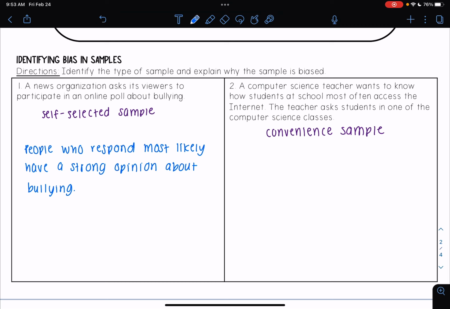And now you think, okay, how is this biased? Well, this sample is biased because other students in the school do not have the opportunity to be chosen. So it's underrepresenting other parts of the school. So I want to say it's biased because other students in school do not have an opportunity to be chosen.